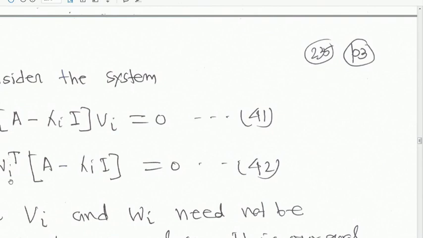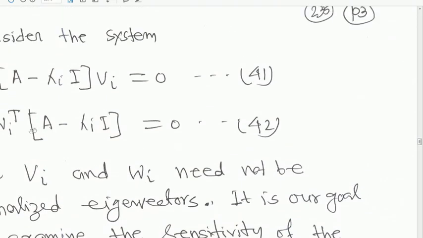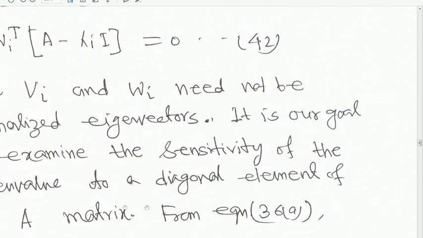And another, the left eigenvector w_i transpose (A minus lambda_i I) is equal to 0. This is equation 41, this is equation 42. Now, v_i and w_i need not be normalized, but this we have seen before. Our goal is to examine the sensitivity of the eigenvalue to a diagonal element of the A matrix.